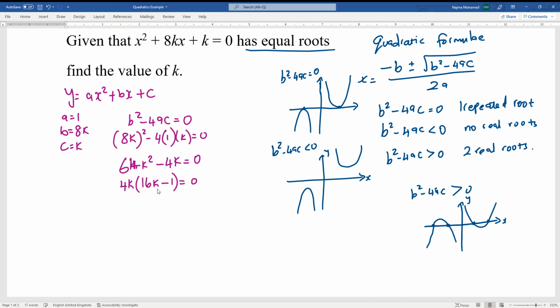If we're trying to solve for k now, remember your algebra knowledge. We can just divide by 4k on both sides, which gets rid of it. This stays as 0. So 16k minus 1 equals 0. Plus 1 on both sides. 16k equals 1. Divide by 16 on both sides. k equals 1 over 16. That is your answer.